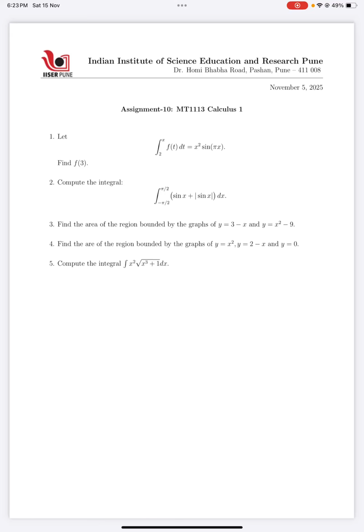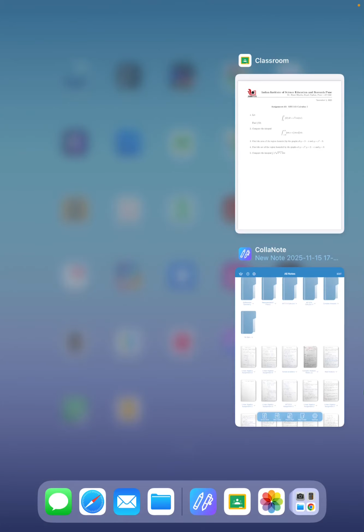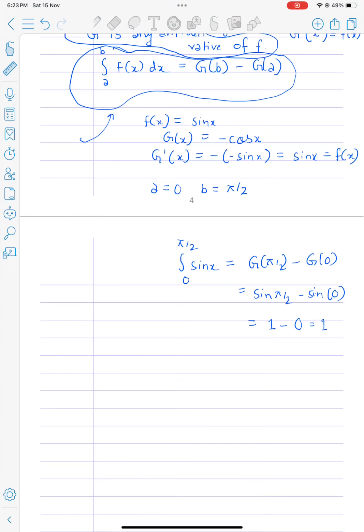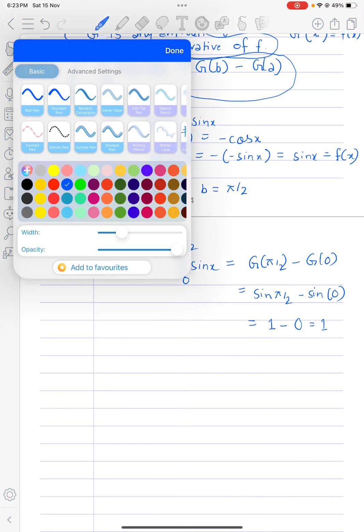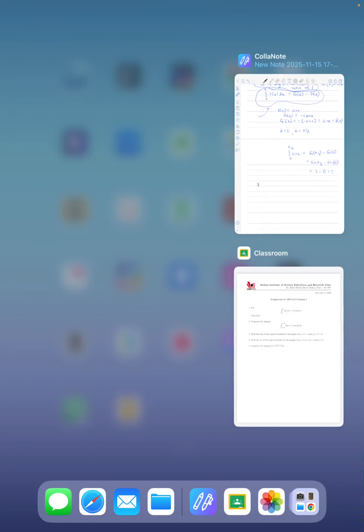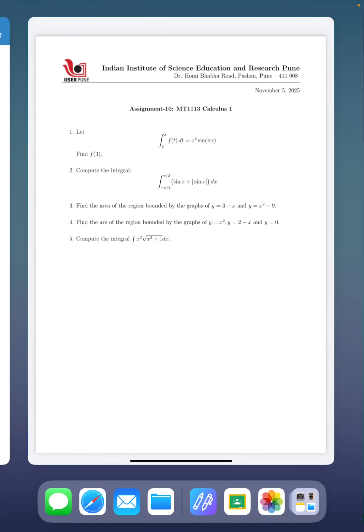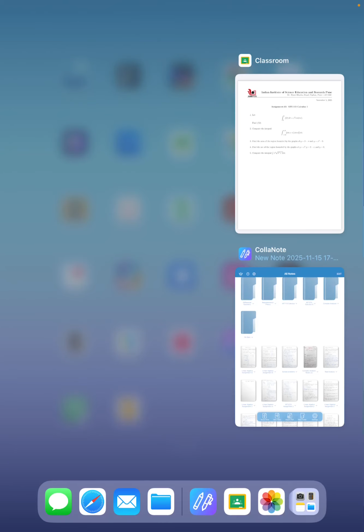Okay, let's start question number 3. In this question, find the area of the region bounded by the graphs y equals 3 minus x and y equals x square minus 9.